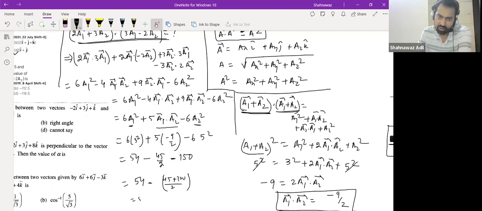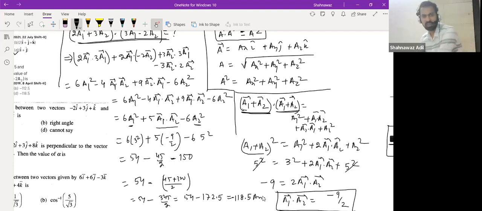So this is how much? 345 by 2, which is 54 minus 172.5. So this is how much? 5, and 12 minus 4 is 8, and this is 6 minus 5, 1, so 118.1. This is the answer. If you guys have any doubt, then please ask.